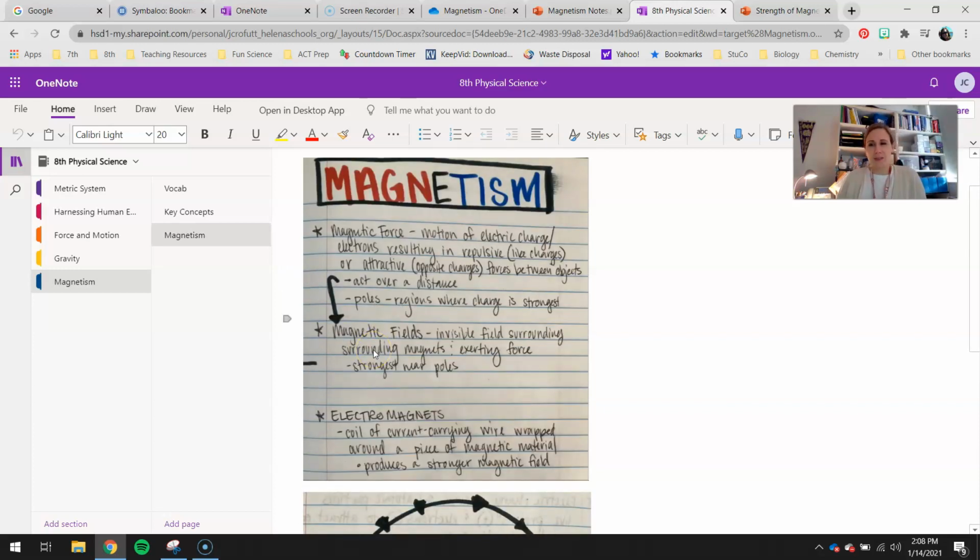And for the most part, you guys have learned how a magnet works, and you know what a magnet is, but do you guys know why something is magnetized? Okay, so that's one thing I'm going to talk to you guys about today. So magnetic force is the motion of electric charge or electrons resulting in repulsive or attractive forces between objects. So we know that if 2 charges are similar, they're alike, they repel each other, and 2 opposite charges are attractive, they'll attract to each other.